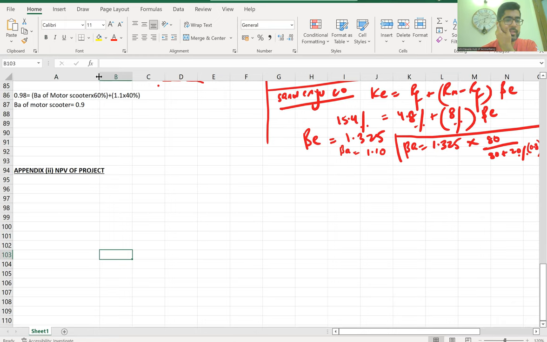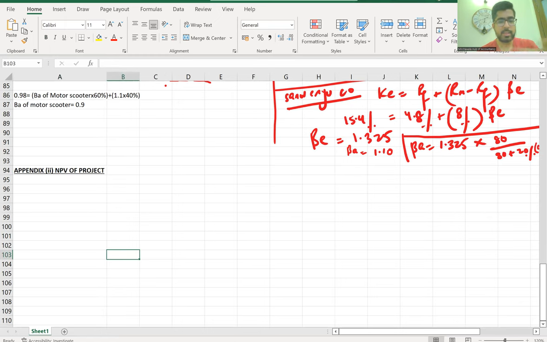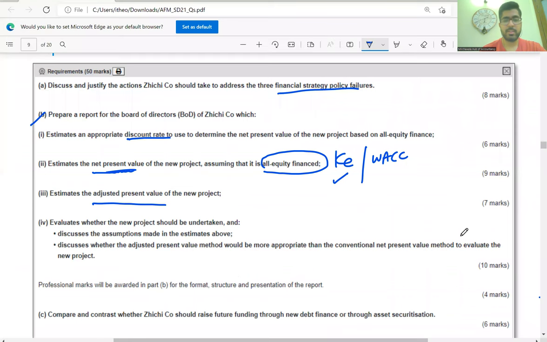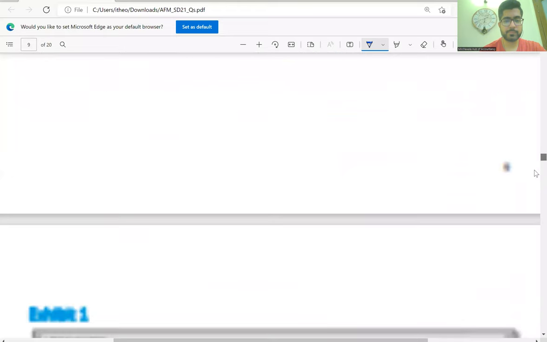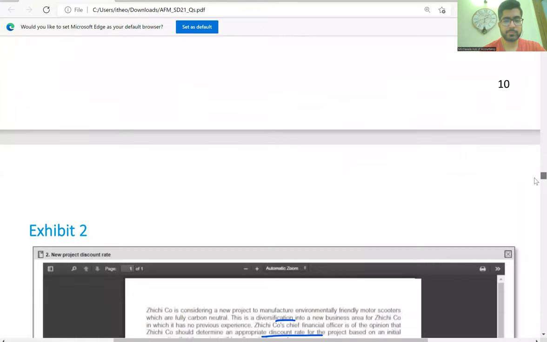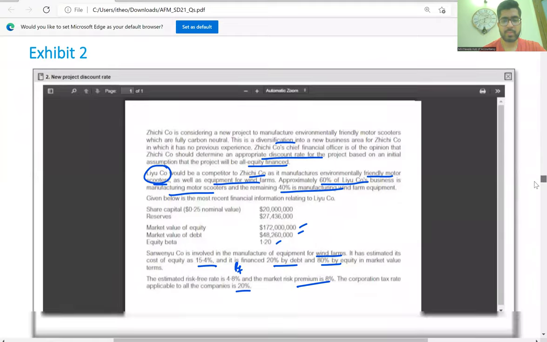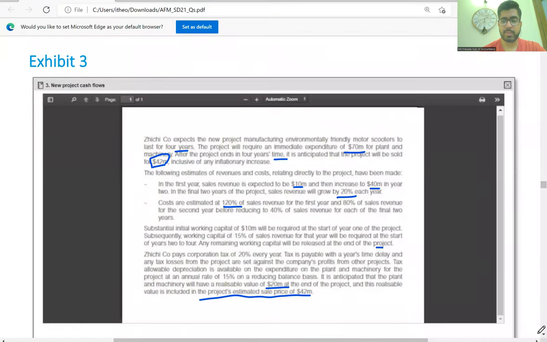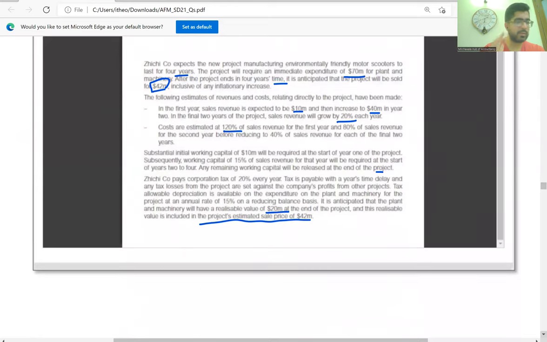Okay, as far as finding the NPV of the project is concerned, I think the information for NPV is solely present in exhibit three. Exhibit two's information was related to WACC. NPV's information was only present in exhibit three, so we will use exhibit three here.